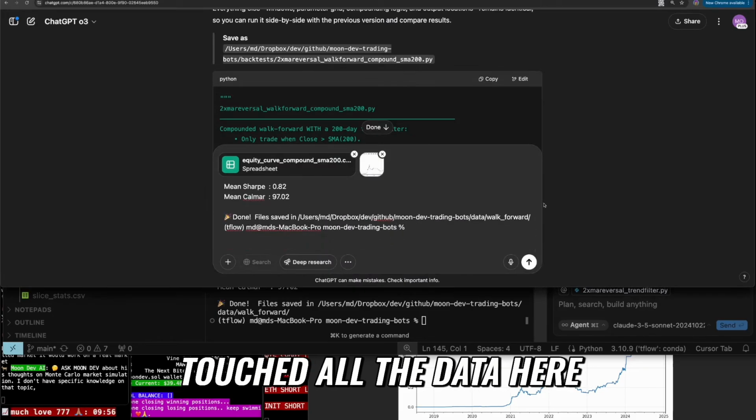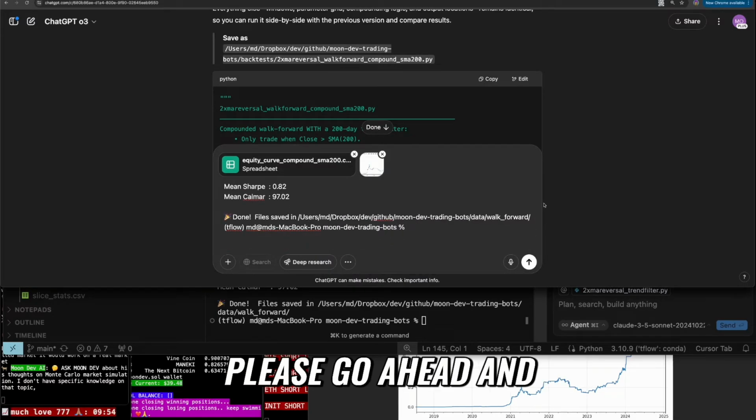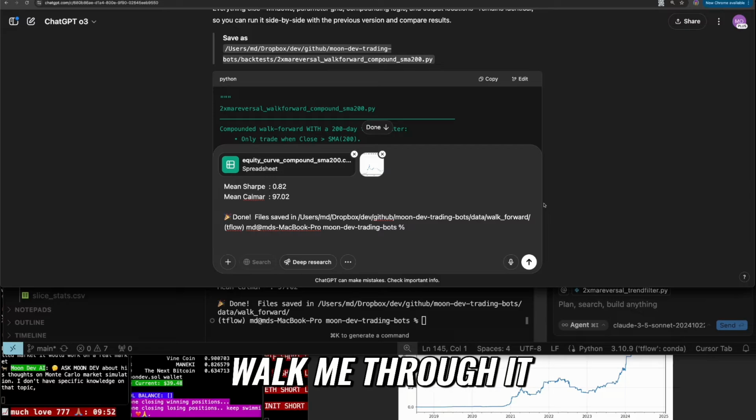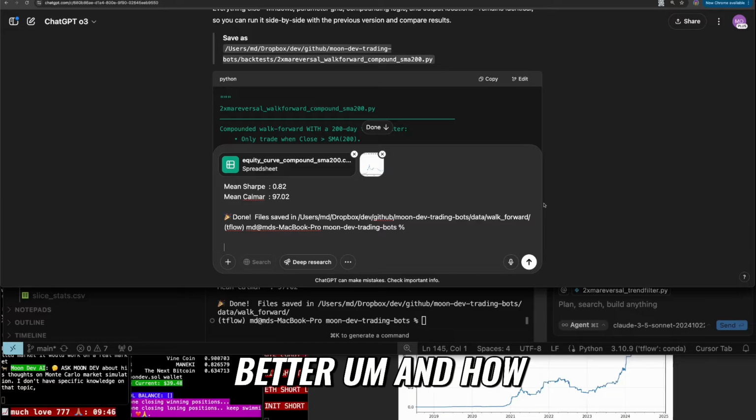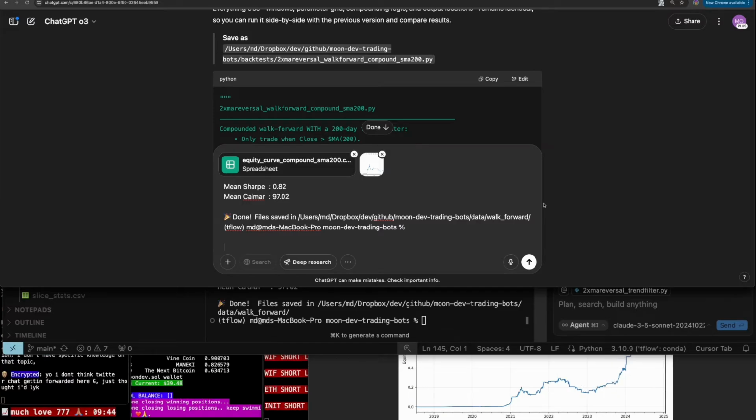All right, so I have attached all the data here. Please go ahead and walk me through it. Compare it to the original without the 200 SMA. Tell me which one's better and how you came to that conclusion.